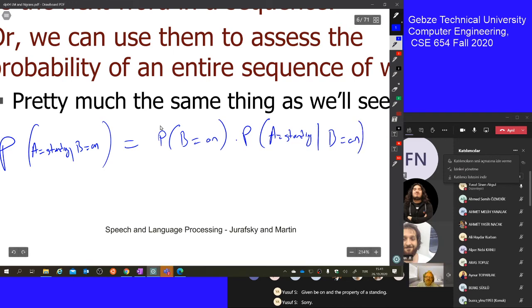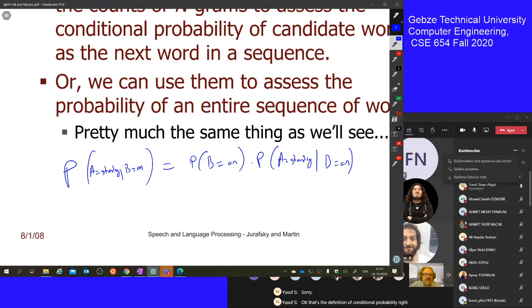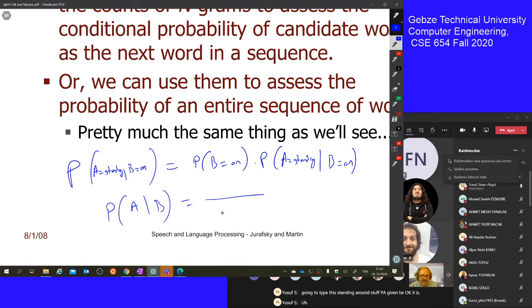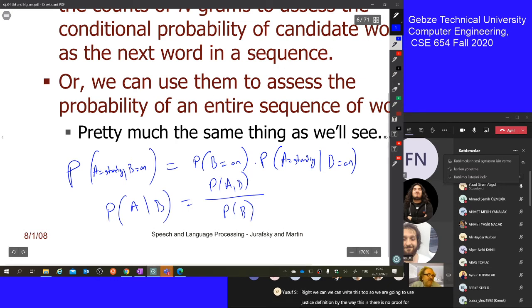That's the definition of conditional probability, right? And we can do it in a way that we can isolate this thing. P(A given B) is P(A, B) over P(B), right? We can write this too. So we are going to use just this definition. By the way, there is no proof for this. This is just a definition of the conditional probabilities.